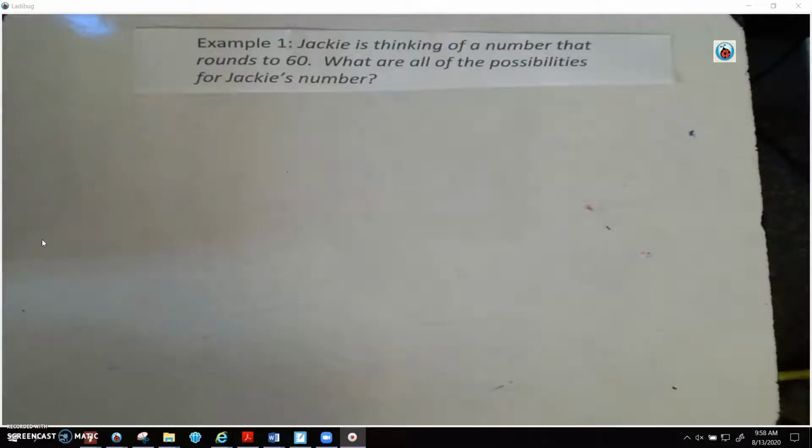Today we're going to continue with our practice of rounding. Our example today says Jackie is thinking of a number that rounds to 60. What are all the possibilities for Jackie's number?